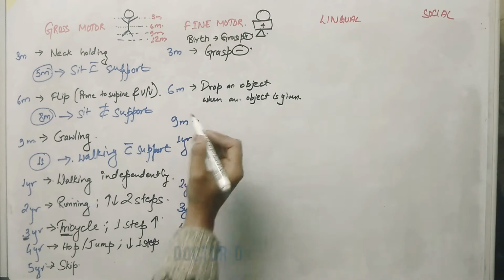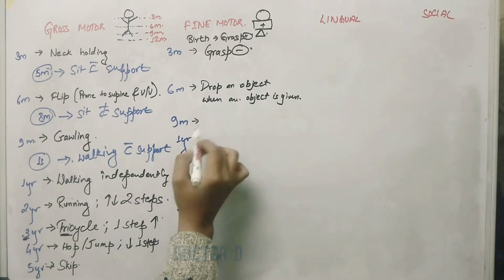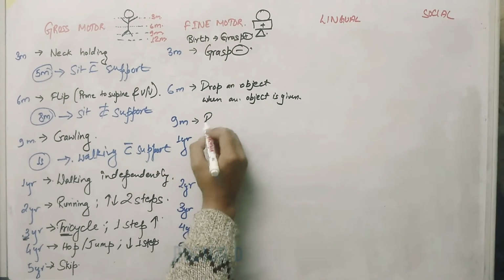So let's move on to 9 months. At 9 months, a very important event occurs, that is the pincer grasp.